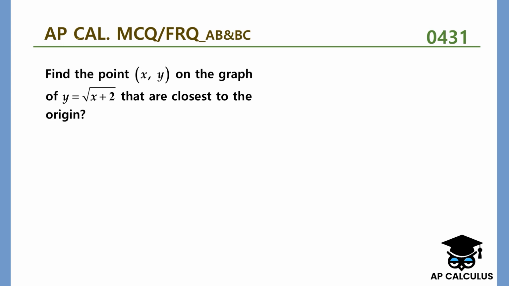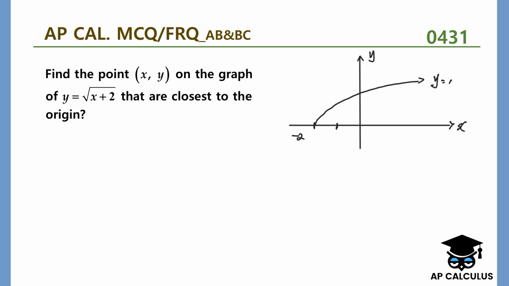Question 431. Find the point x, y on the graph of y is equal to square root of x plus 2 that are closest to the origin. Here we have a coordinate plane with x-axis and y-axis, and let's draw the graph of y is equal to square root of x plus 2. So that starts from -2 and it looks like that, right? It's a radical function. Y is equal to square root of x plus 2.